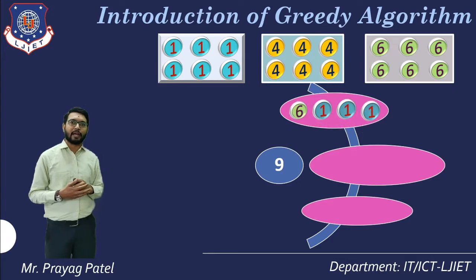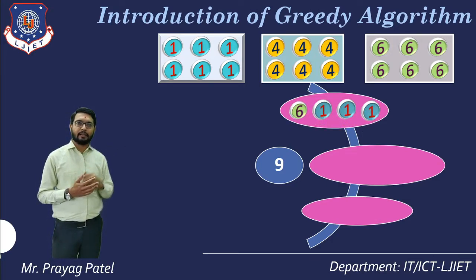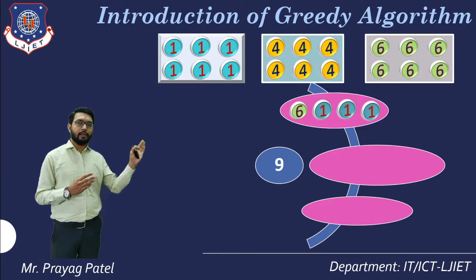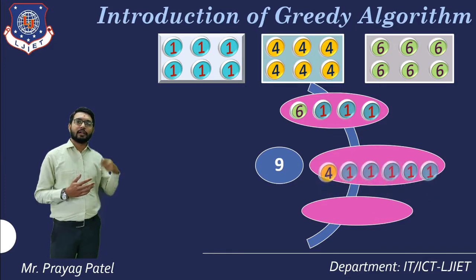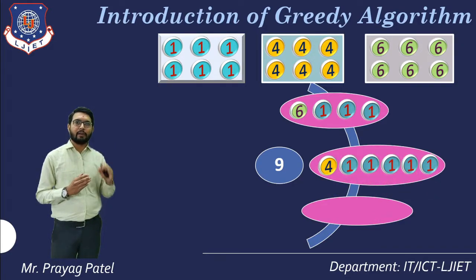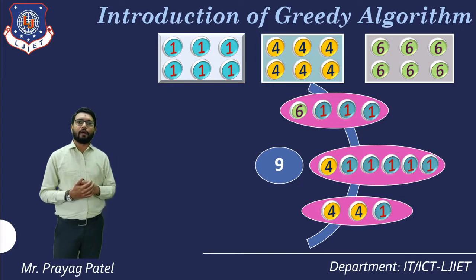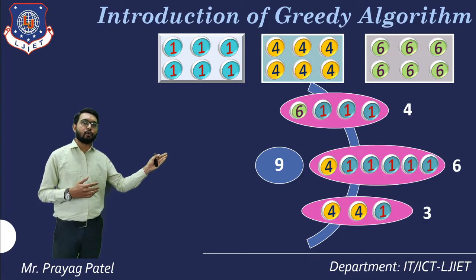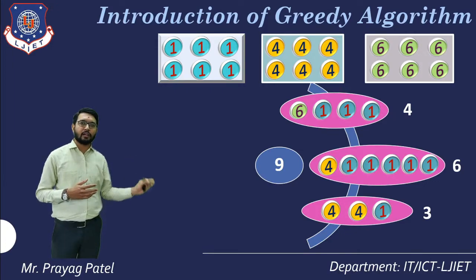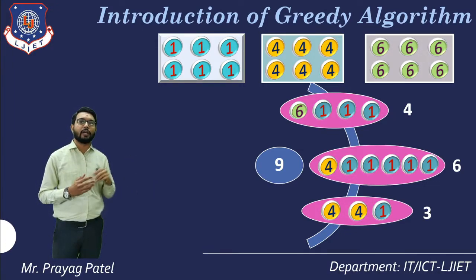The first feasible solution: if we select 1 coin of 6, then 3 coins of 1. So the total coins required equal 4 and the total value is 9. Now consider another possibility: 1 coin of 4 and the remaining all coins of 1. So here the total is 6 coins, because 1 coin of 4 and 5 coins of 1. Now another possibility is 2 coins of 4 and 1 coin of 1. So for the first option the total number of coins required is 4, in the second possibility it is 6, and in the third possibility it is 3.